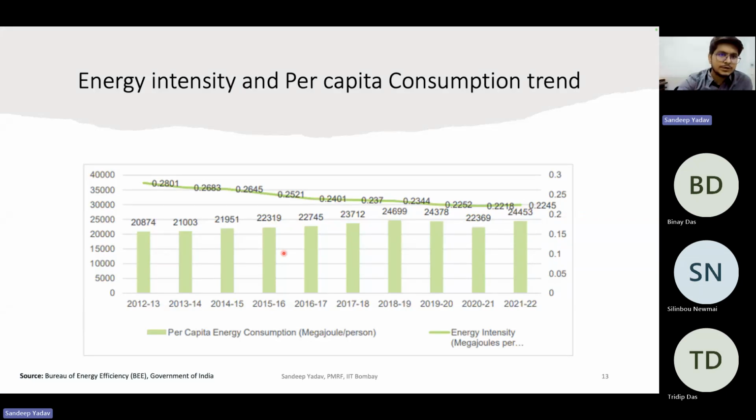So this is the graph that is showing the energy intensity and per capita consumption trend. If you see from the year 2012 to 2021, this is the per capita energy consumption. It's significantly increasing year by year. It decreased in 2020-21 due to COVID-19, but it's still increasing. This is the report of 22, so the data is only till 2024. And this is the energy intensity. So if you can see, when the energy efficiency is increasing, the energy intensity is decreasing year by year.